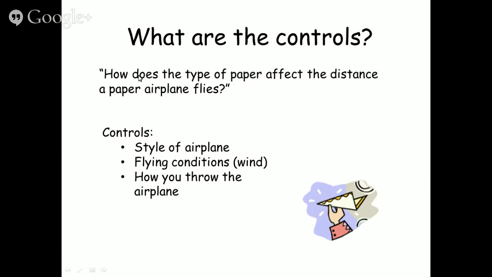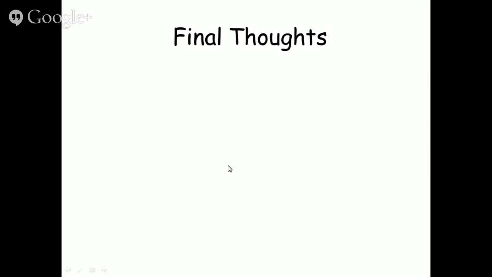Controls. So if you're only changing one thing, which is the paper, every single other part of the experiment has to stay the same. The style of the airplane is a control. It cannot change. You have to make every example, no matter the different types of paper, they all have to be made the same way. Flying conditions, the wind. You have to make sure you're in a room with no wind. How you throw the airplane, you have to make sure every time it's exactly the same. Those are all controls.